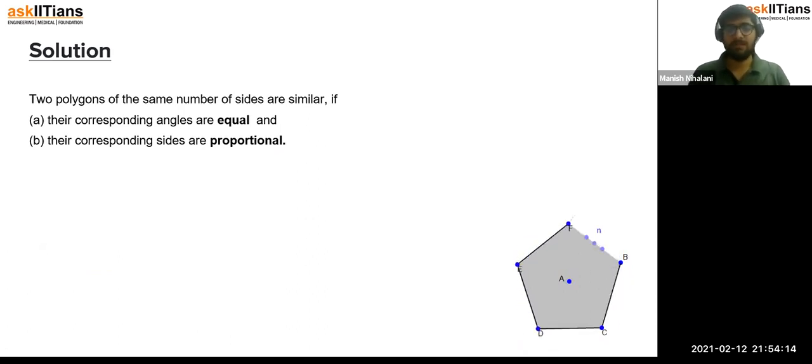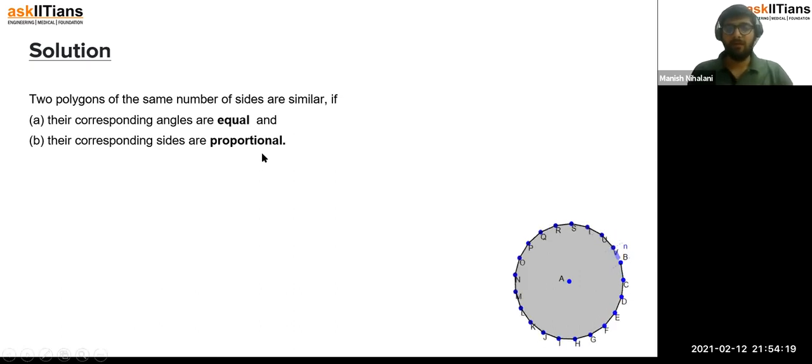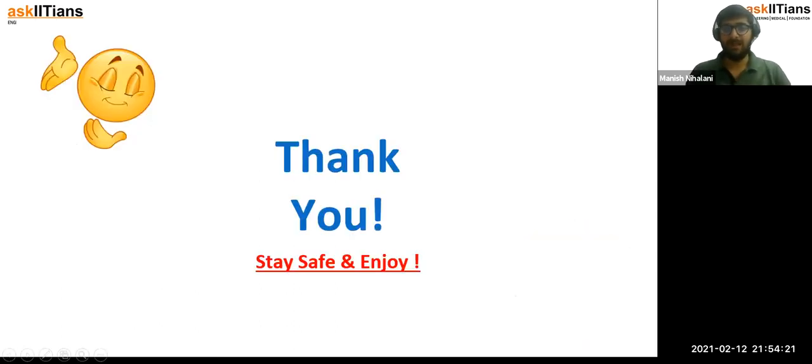How do we differentiate similarity and congruency? And we would definitely learn new things and exciting things in the next class.